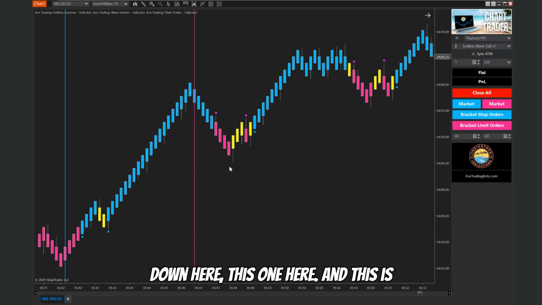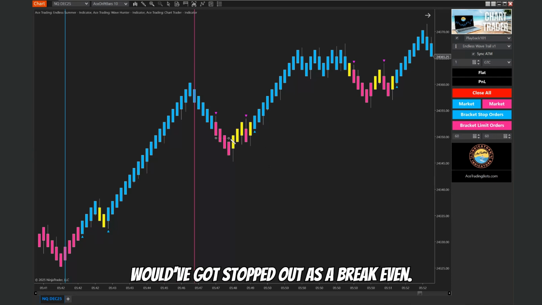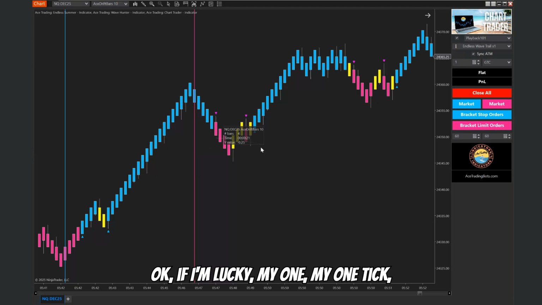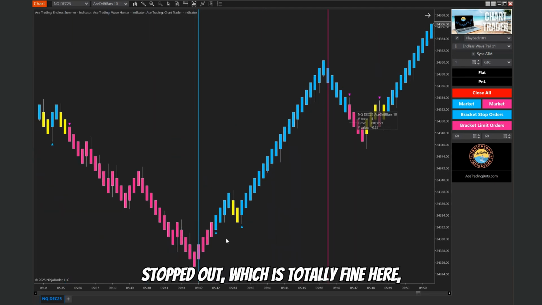This one here. This is one of the reasons why I tend to have a trail behind the candle. So imagine if I got in, market comes in, I get in here, I come up, I probably would have got stopped out as a break even. Okay, if I'm lucky, my one tick. Because it would have come up and stopped out, which is totally fine.